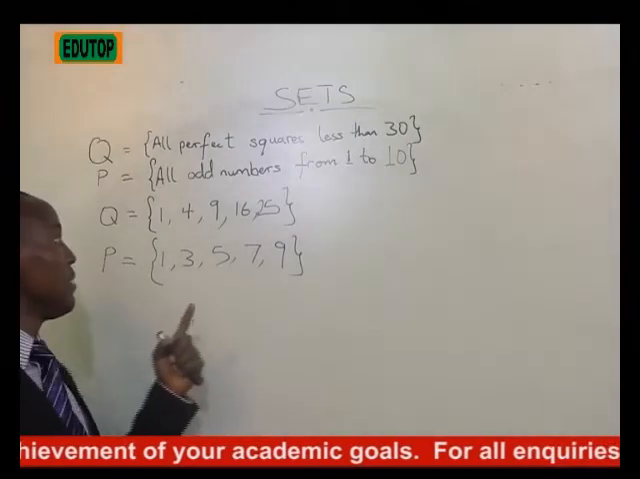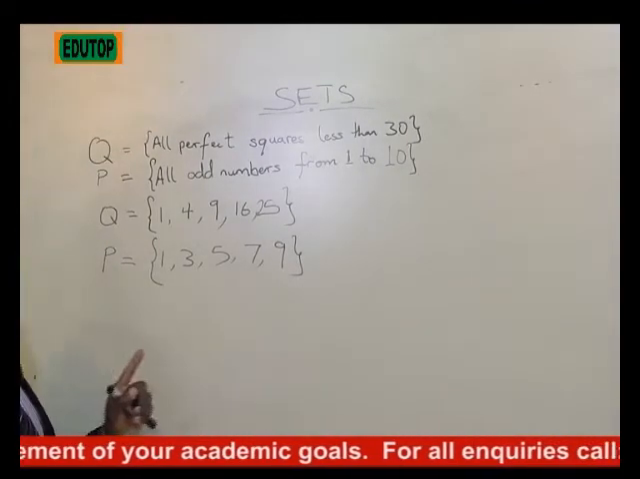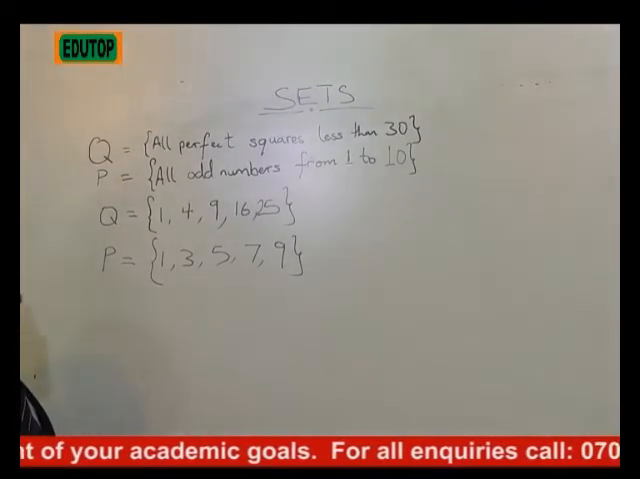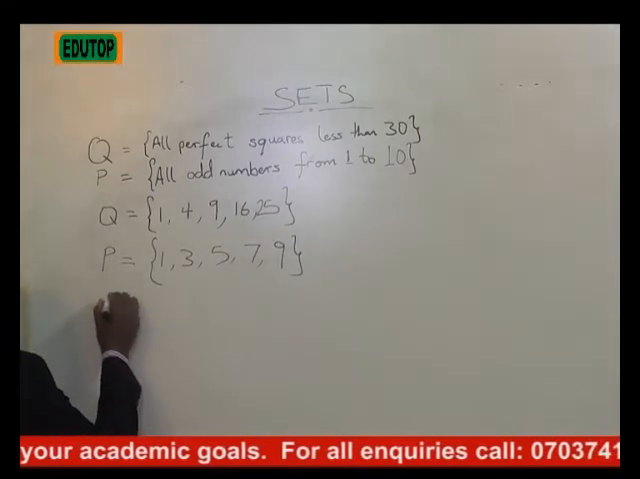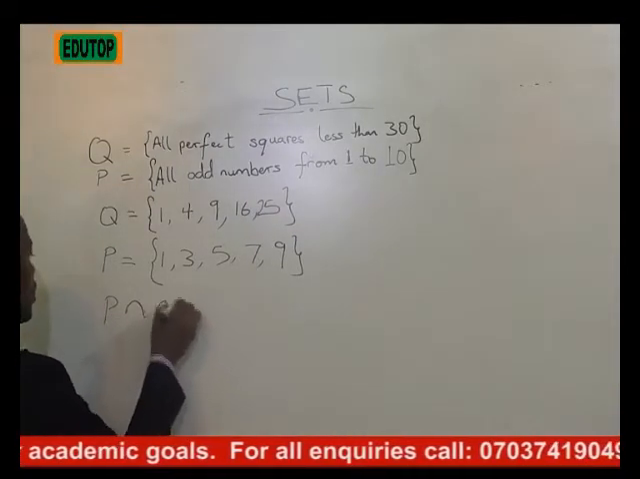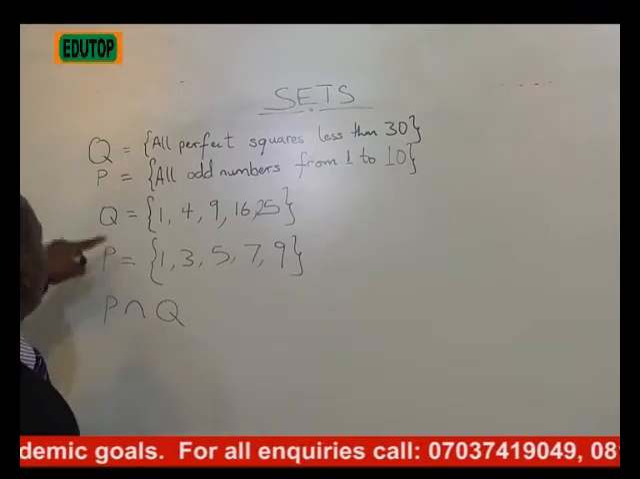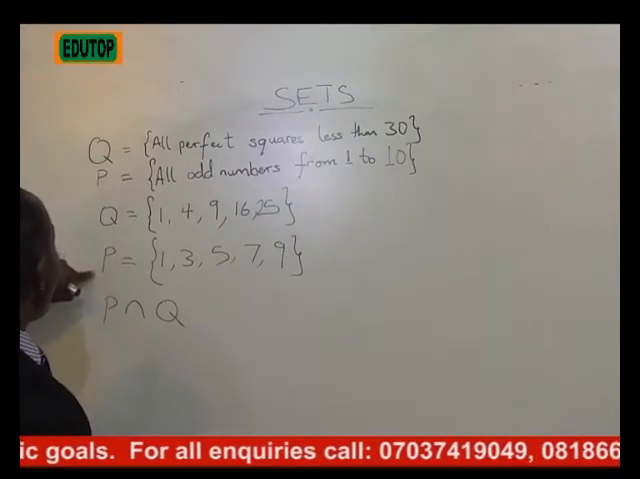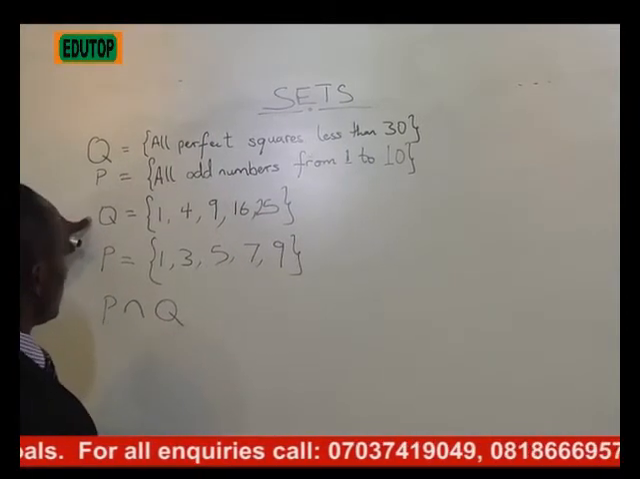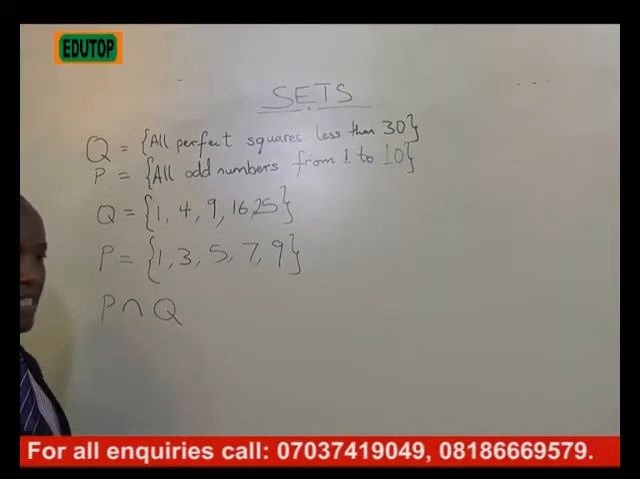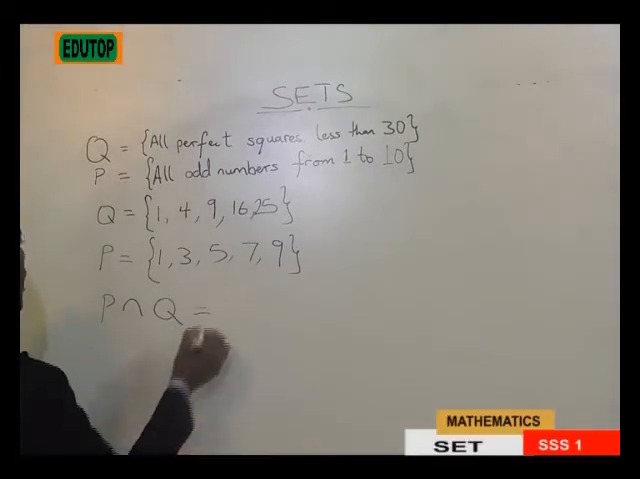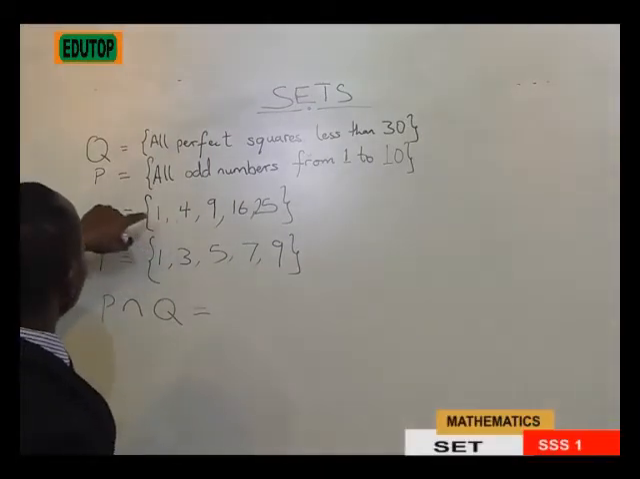These are the elements in P and then Q. Now, P intersection Q, that is elements that can be found in P and also can be found in Q. That's the meaning of intersection. So, which element can we find in both P and Q?